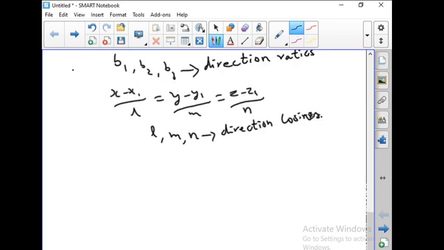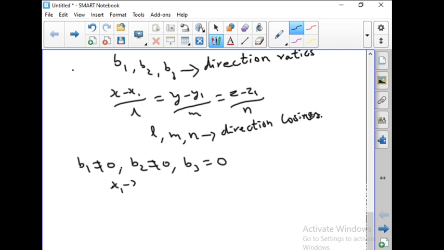Okay, this is a remark given in your book. And remember that if b1, b2, b3 are 0, it does not mean that we are dividing by 0, but it means that the corresponding numerator is 0. So that is, if b1 is not equal to 0, b2 is not equal to 0 and b3 equal to 0 say, then what do you have?